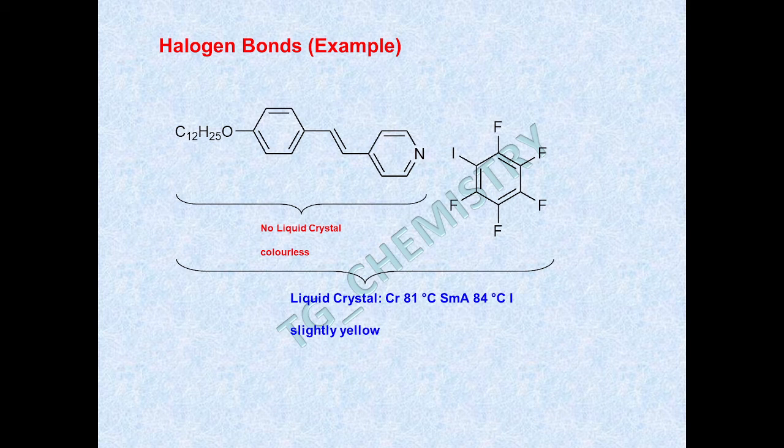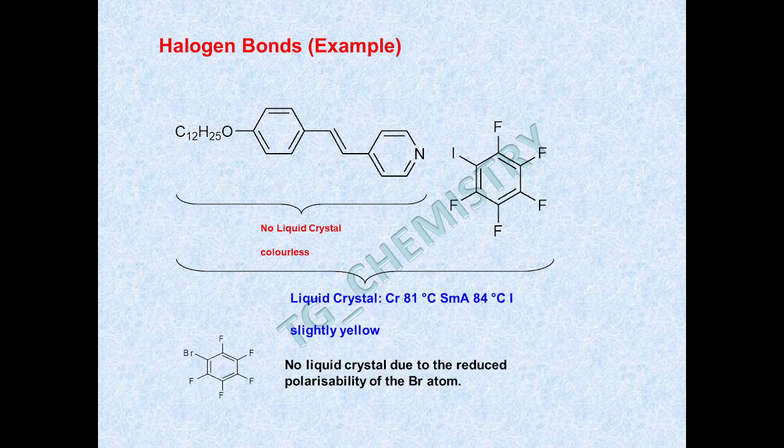Like here you can see from crystal to smectic A, which is the liquid crystal phase, to the isotropic phase, and from colorless it becomes slightly yellow in color by the addition of the iodo and pentafluoro benzene moiety, this one. So by means of halogen bonding, liquid crystallinity has been incorporated or introduced within the molecular structure.